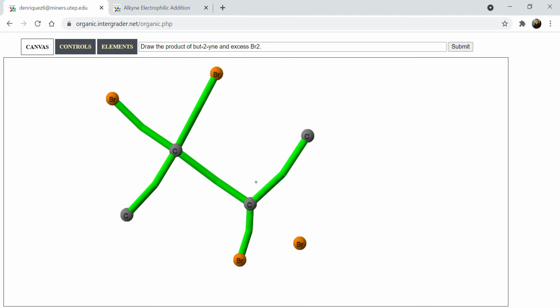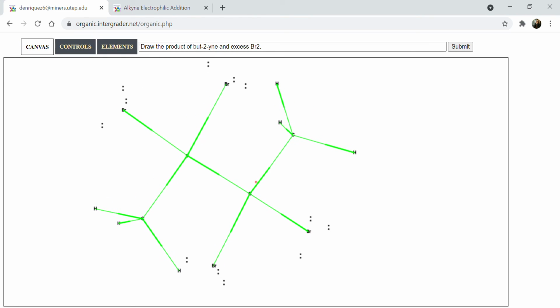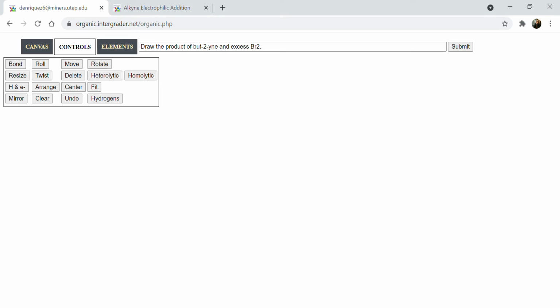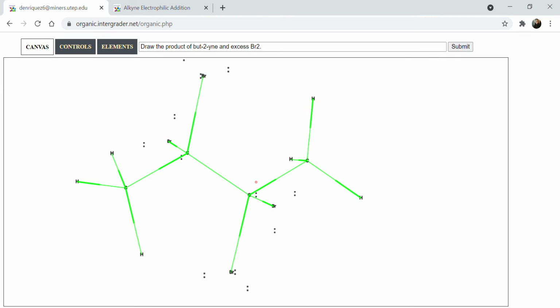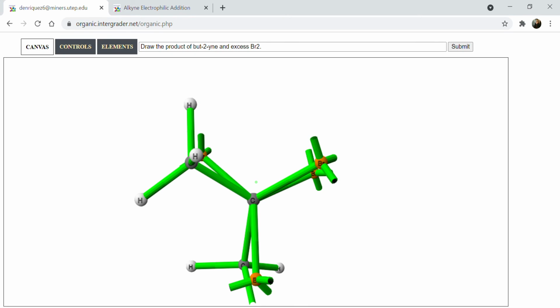So I'm going to bond those, and either way our triple bond would have been used for all of this. Add my hydrogens. It's just easier to do it this way, especially when you've done it a lot. And then that looks good to me.